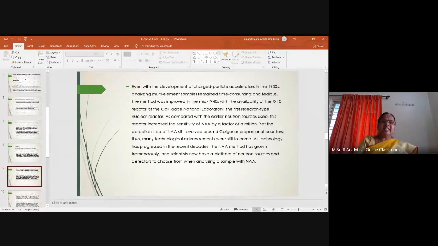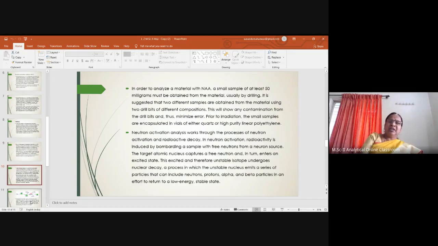Yet the detection step of NAA still revolved around Geiger or proportional counters. Thus, many technological advancements were still to come. As technology has progressed in recent decades, the NAA method has grown tremendously, and scientists now have a plethora of neutron sources and detectors to choose from when analyzing a sample with NAA. This is about the history of neutron activation analysis.